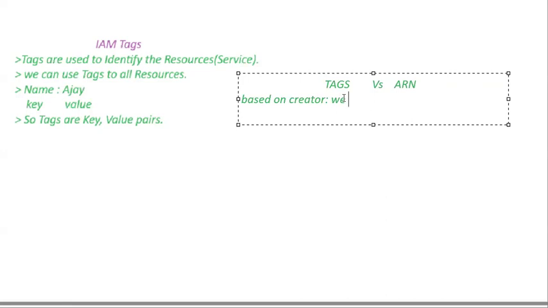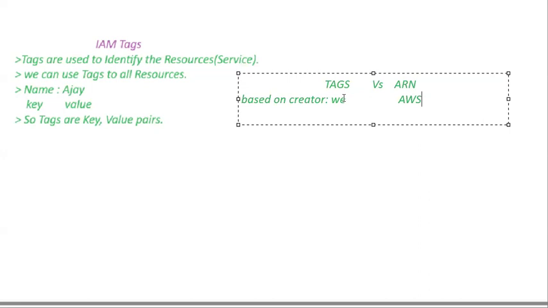Coming to ARN, who creates the ARN, sir? Who provides the ARN for us? What is ARN? Amazon Resource Name. It will be unique for each and every resource. This is a unique ID, right? In a similar way, who will provide this for us? AWS will provide this for us. So the basic difference between tags and ARN is this.